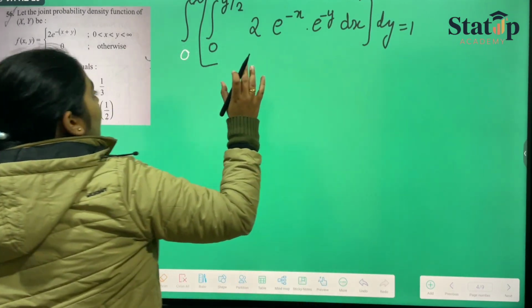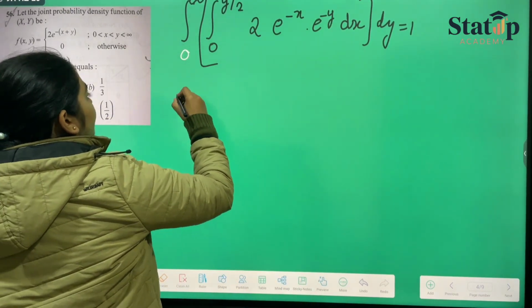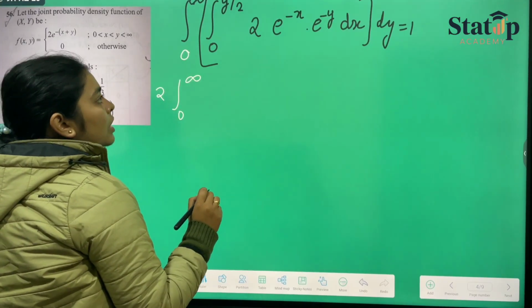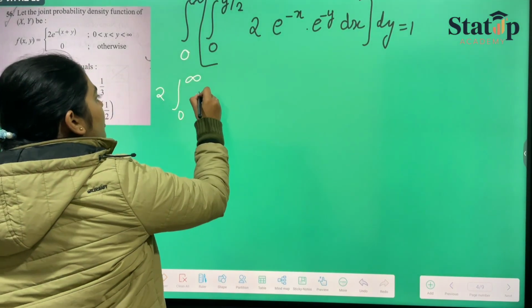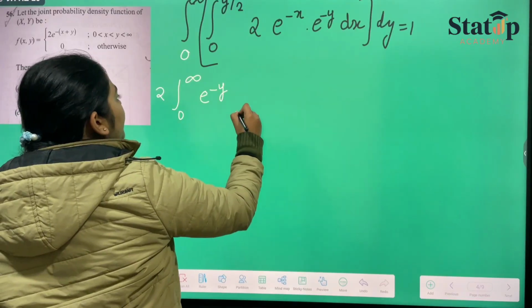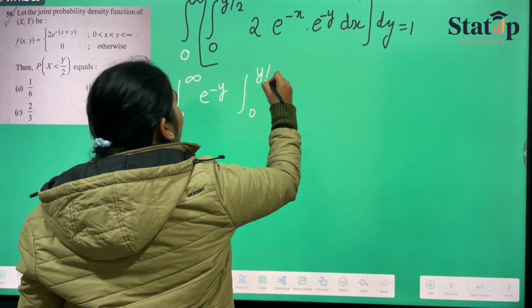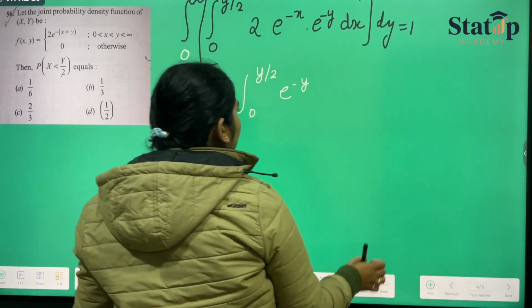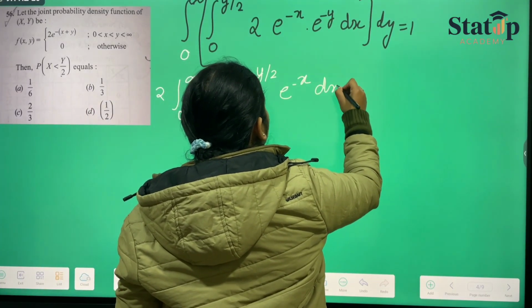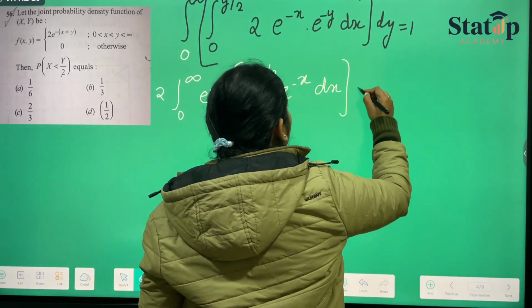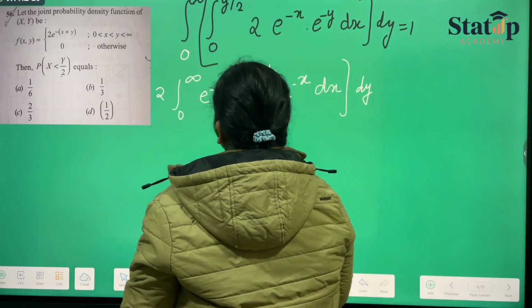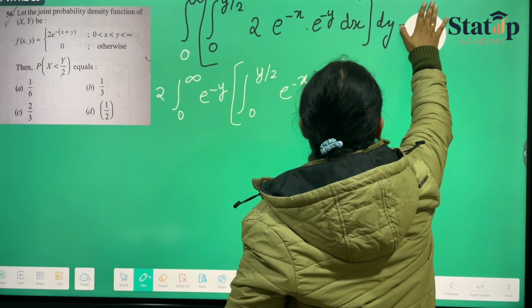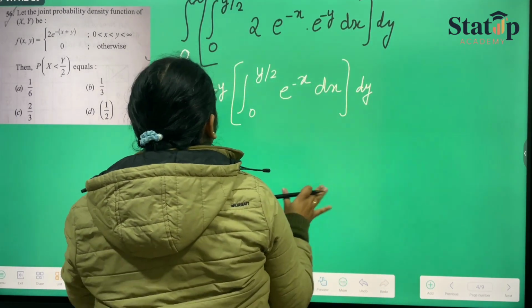Now if we keep outside all the values of y, then it will be 0 to infinity. 2 will come outside because it isn't considered under integration. e raised to the power minus y, integration from 0 to y by 2, e raised to the power minus y minus x dx, and then dy, and we don't have to find it, so we can cut this out. We have to just solve this one.